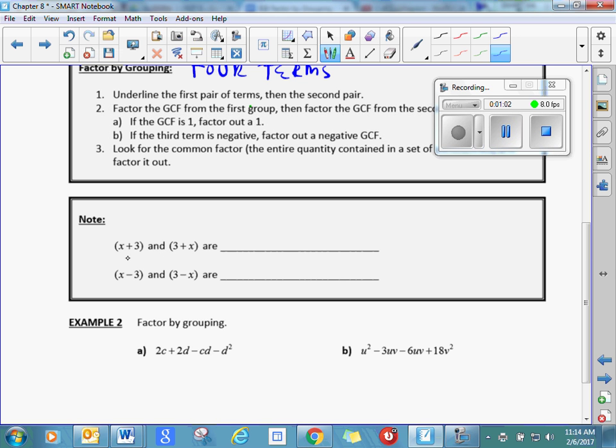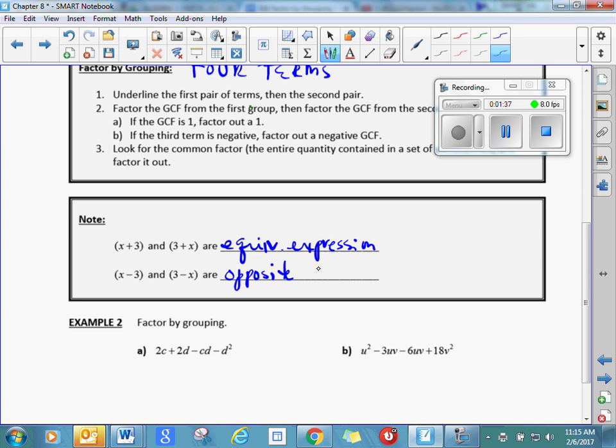When you see x plus 3 and 3 plus x, you need to understand that these are equivalent expressions. They're the same, because when we are adding two terms, the order doesn't matter. This was the commutative property of addition that we studied last year. But this is different down here. When you're subtracting, the order does matter.